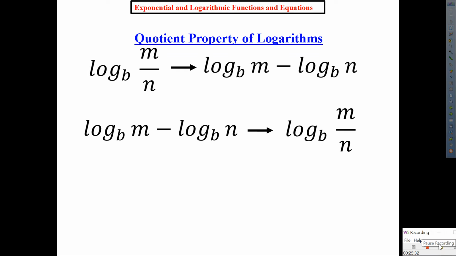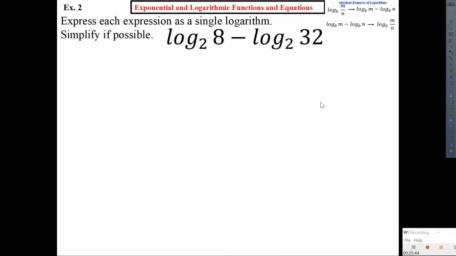Copy that? All right, so once again, if they give us two logs that have the same base and it's subtraction, what do we do with the two numbers? We divide them. Okay, how does that look? Example 2. Copy that? You don't have to copy the instructions, you already have them. It's log base 2 of 8 minus log base 2 of 32. Now your brain should be already setting this up as one log.